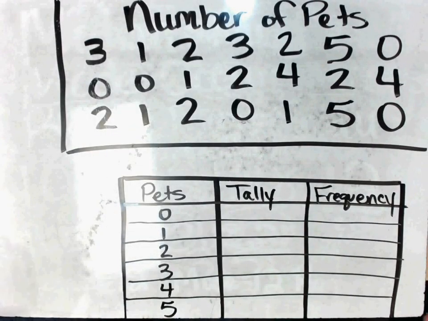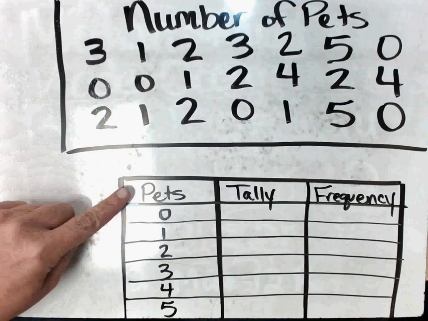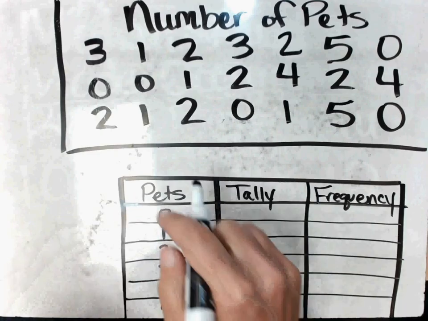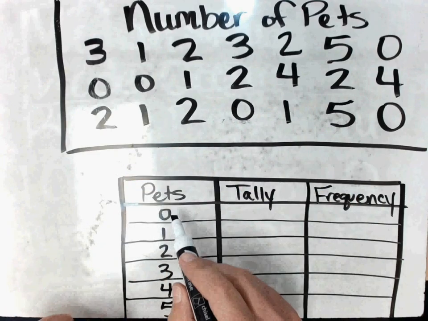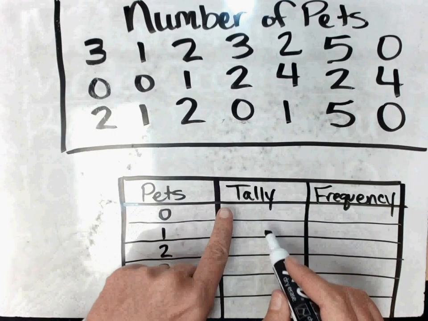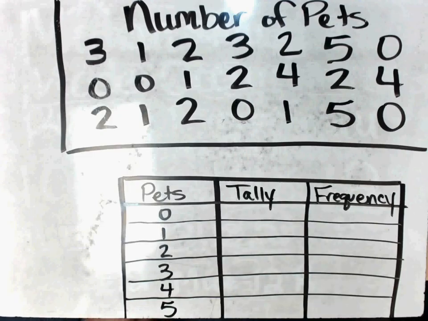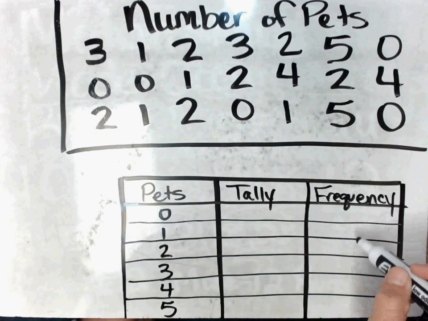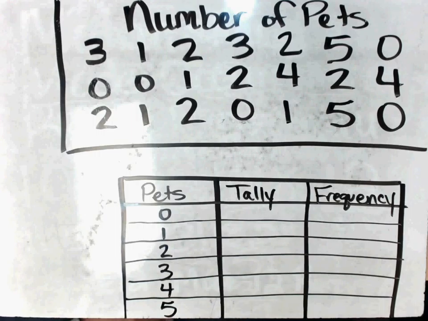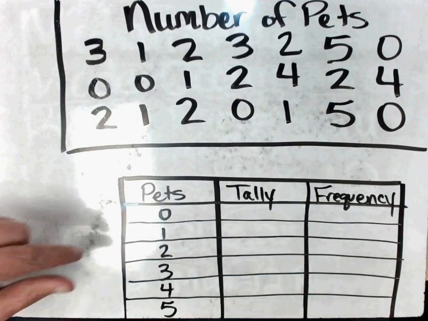Here, I took a survey and asked the number of pets that people had. And here are my results. Okay, so in my first column, I have what we're talking about, the number of pets. The smallest number in our set of data was 0. The largest number was 5, so I numbered it from 0 down to 5. Okay, now my middle column is my tallies, so I'm going to tally up how often each one of those occurs in my set of data. And then my last column, my third column, is my frequency column. I'm going to total up my tallies and write how frequently they occurred. Okay, so let's get started and start tallying.